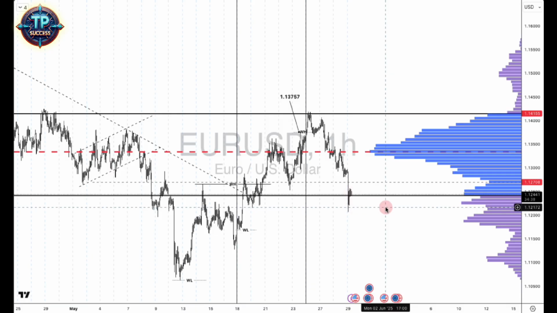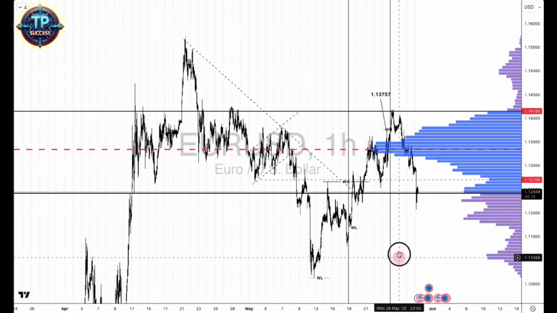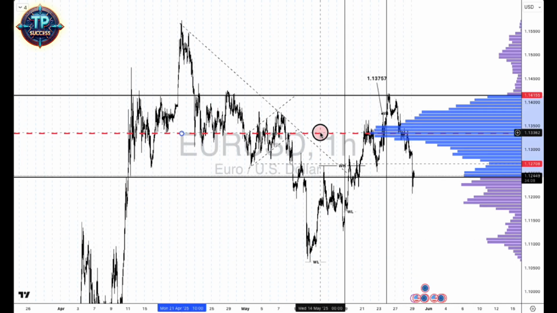Because what price normally likes to do is swing from one end of the volume profile, the high value area, to the other end of the high value area of the volume profile, if that makes sense. So it just swings like a pendulum from one side to the other, and it'll just swing until it breaks out fully, and then it will find another situation and do that all over again.